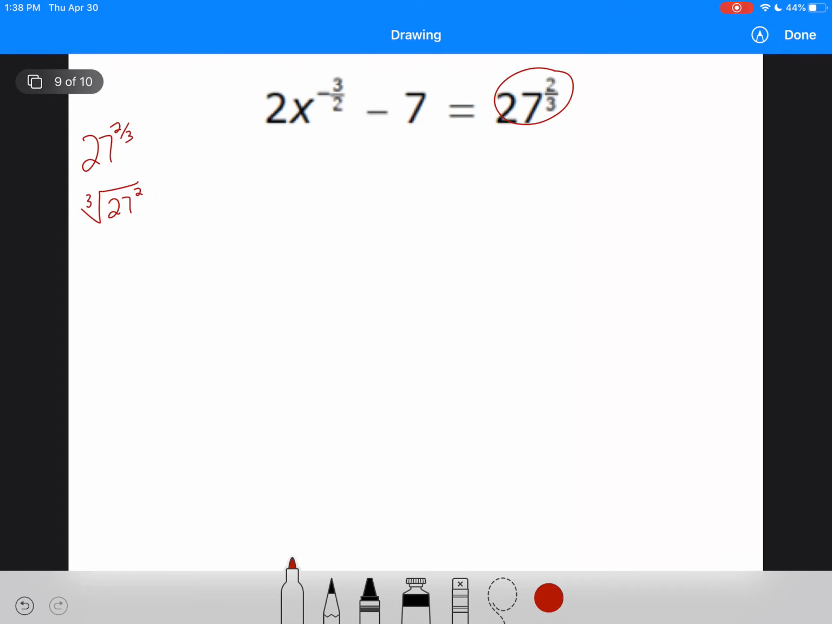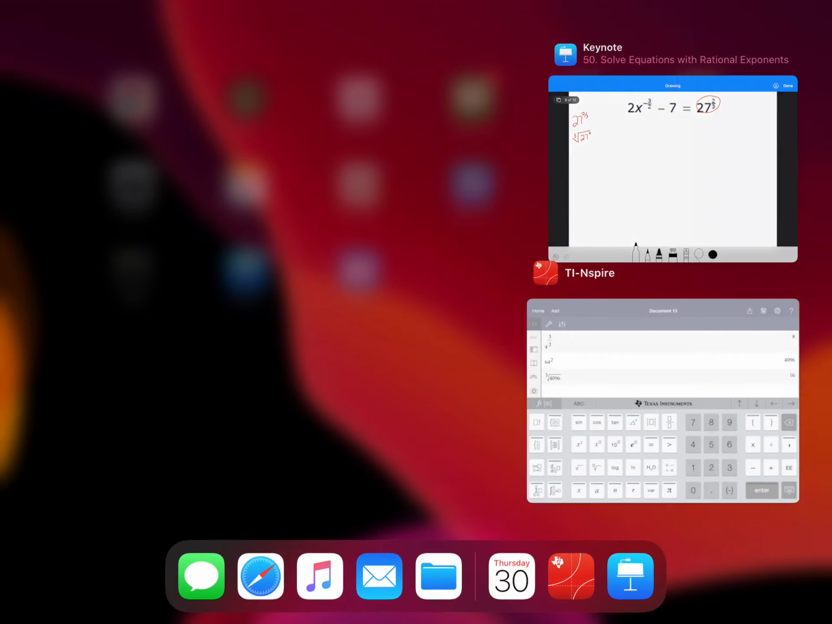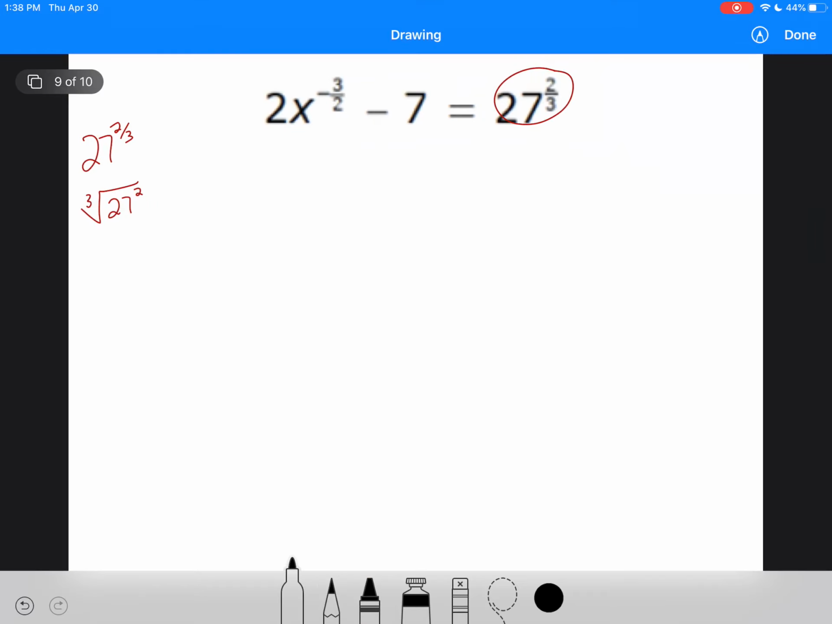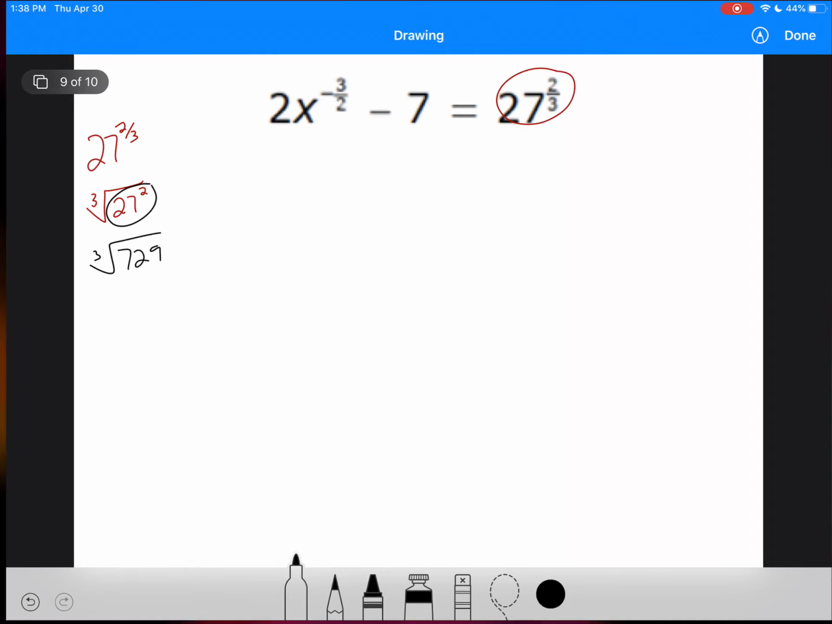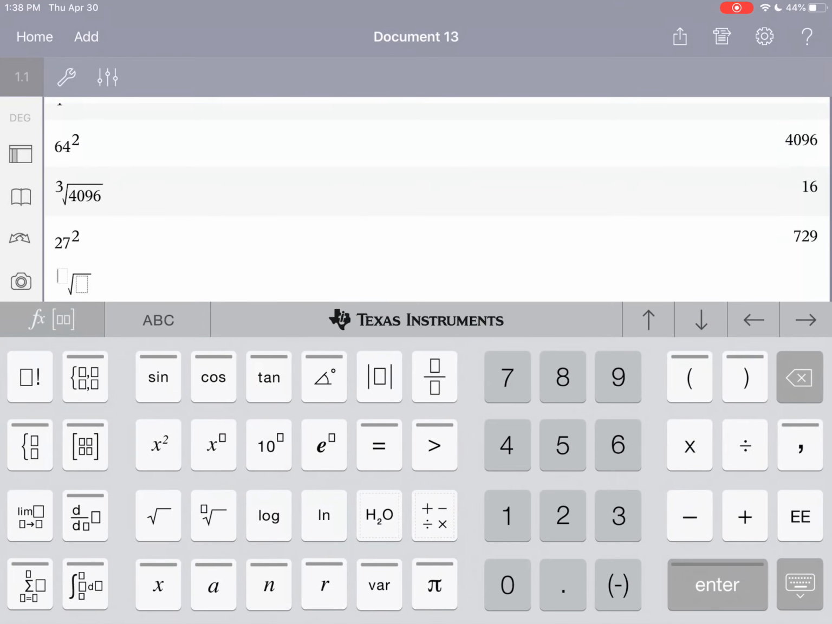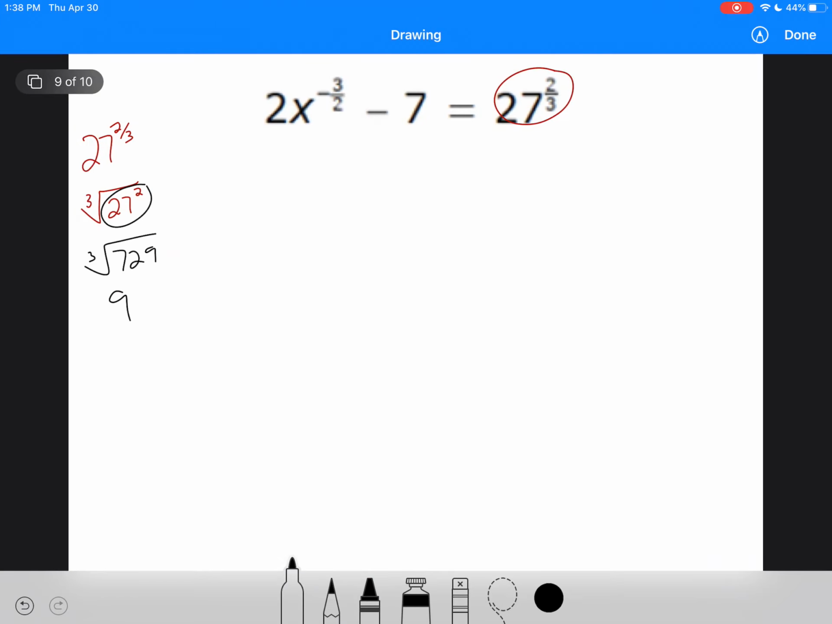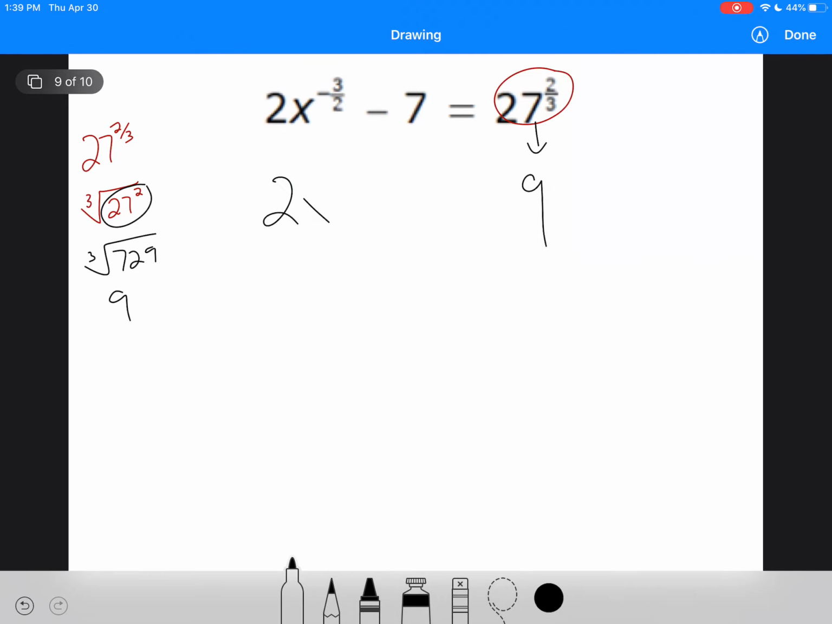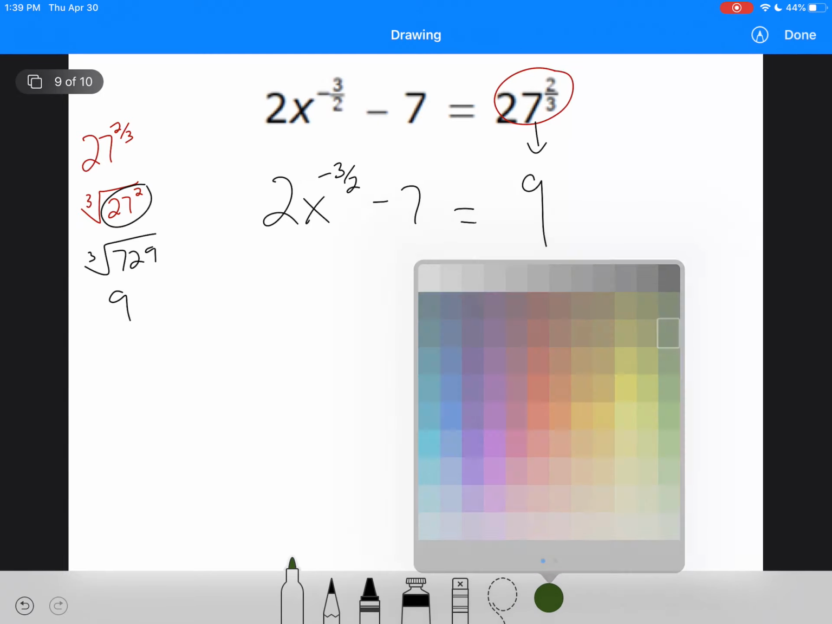So if we rewrite it as a radical, it would be the cube root of 27 squared. And then I'm going to need a calculator, 27 squared. 729. So this is 729. Cube root of 729 is 9. So this is 9. So therefore this is 9. So we got rid of the exponent there.